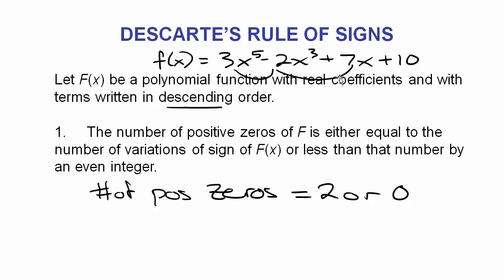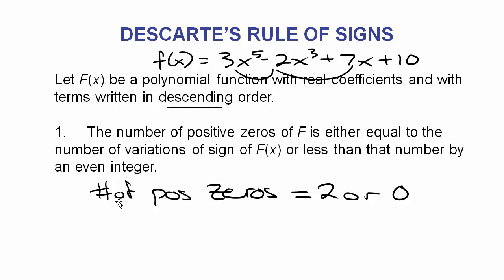Then we know the number of positive zeros of this function is either equal to the number of times it changes sign or that number subtracted by an even integer. So in this example, we start with a positive, then it becomes negative, then it goes from negative to positive, and then it stays positive. So there are two sign changes.